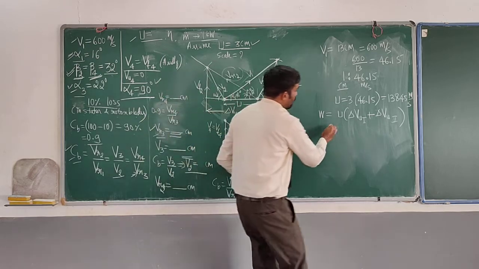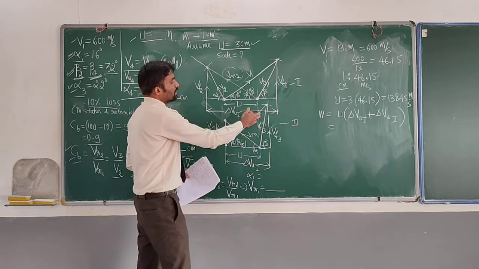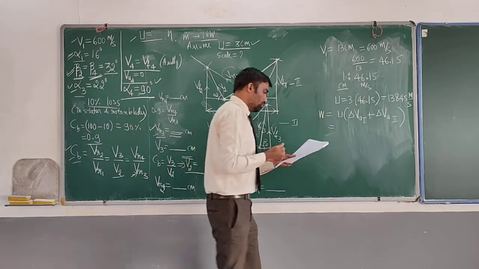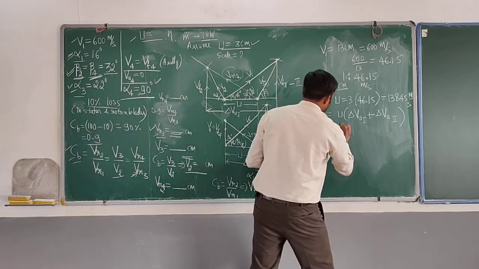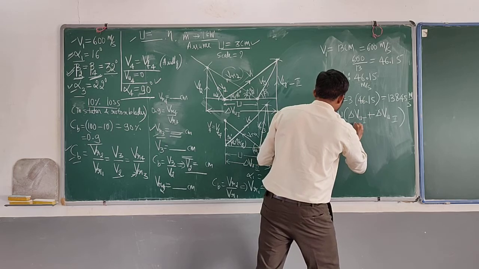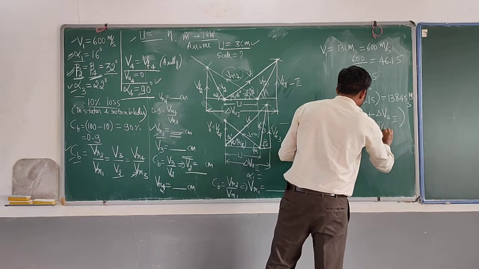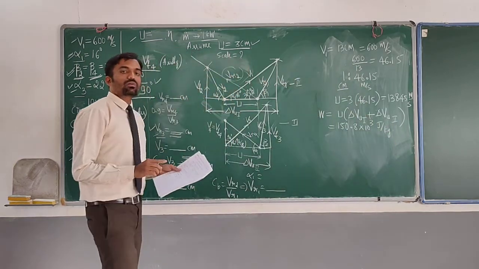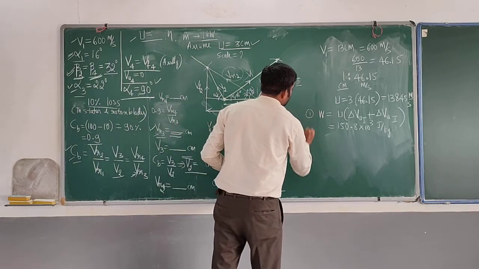So the U value we have already found. We can measure these in centimeters, and if you multiply by 46.15, we will get the values. It is already calculated. It comes out to be around 150.8 into 10 power 3 joules per kg. Remember one thing: we are solving all the problems per kg. So this is the first parameter which was asked.